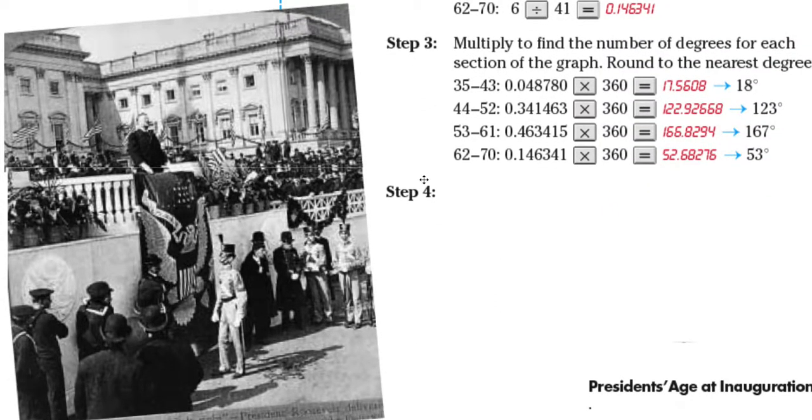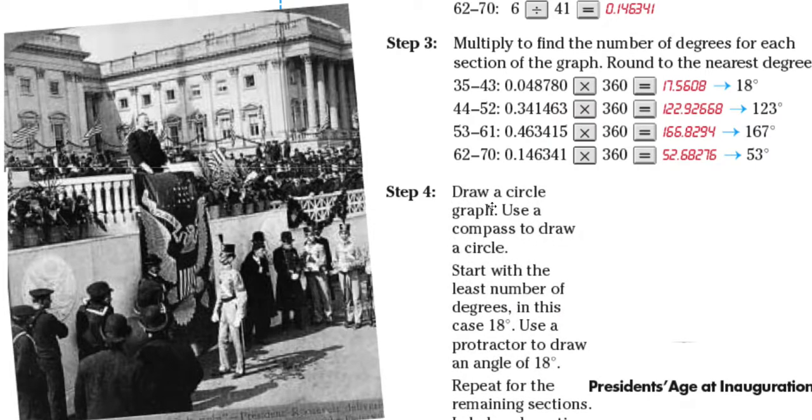In drawing our circle graph, you need to organize it first. First and foremost, you need to draw the circle. So draw the circle. You have a compass. Create a circle using your compass. And then you need to start with the least number of degrees. In this case, 18 degrees. So after drawing your circle, you draw a line first right here.